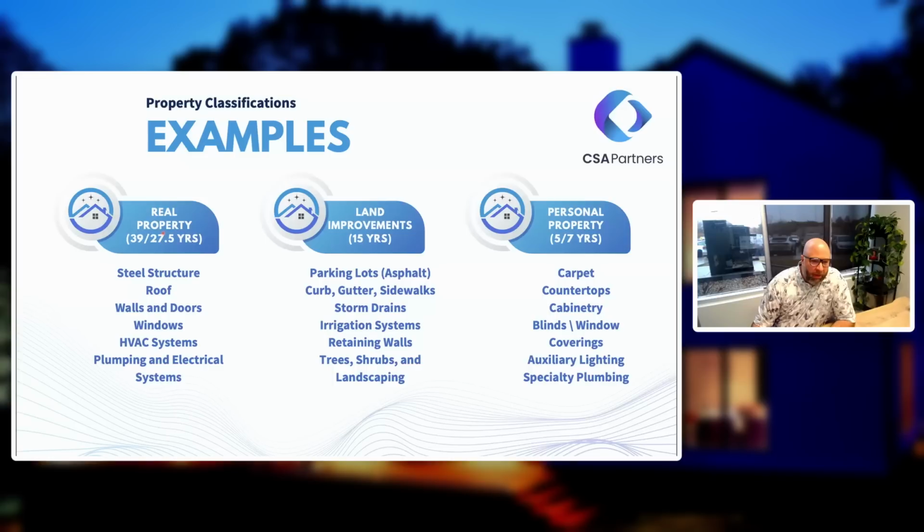And then over here, we've got all of our 39 or 27 and a half year assets. Again, this is the structure of the building, steel structure, roof, walls, doors, windows, HVAC, etc. Usually when we do a cost segregation study, we can identify about 30% into these first 2 categories, the 5, 7, and then again, the 15. So if you've got a $1 million property, we're going to find about $300,000 worth of stuff that can be recategorized from a long life asset into that short life asset so that we can front load it and depreciate it at a much faster rate.